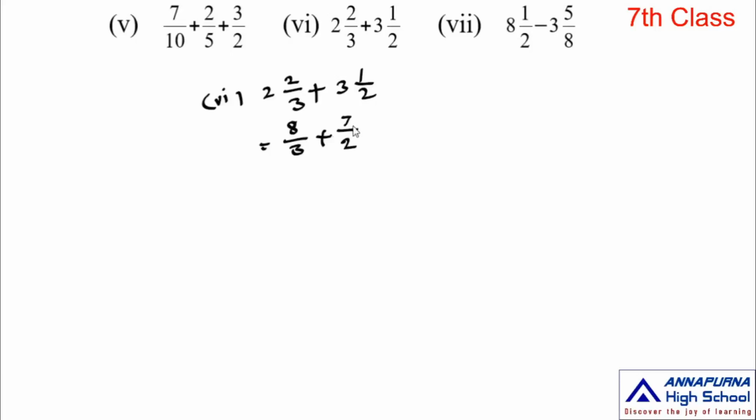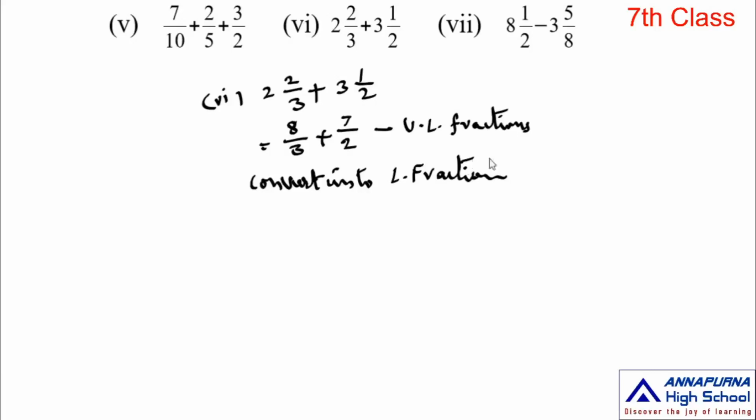Now 8 by 3 and 7 by 2. These two are unlike fractions. So convert into like fractions. The procedure is the same, by cross multiplication. Two fractions are there.